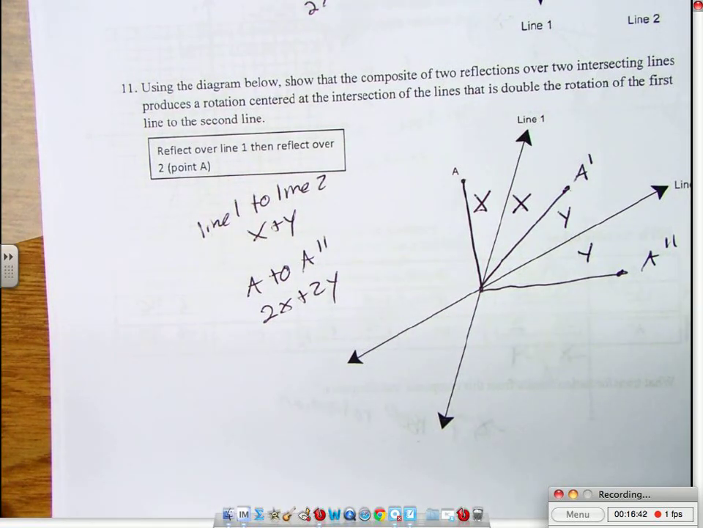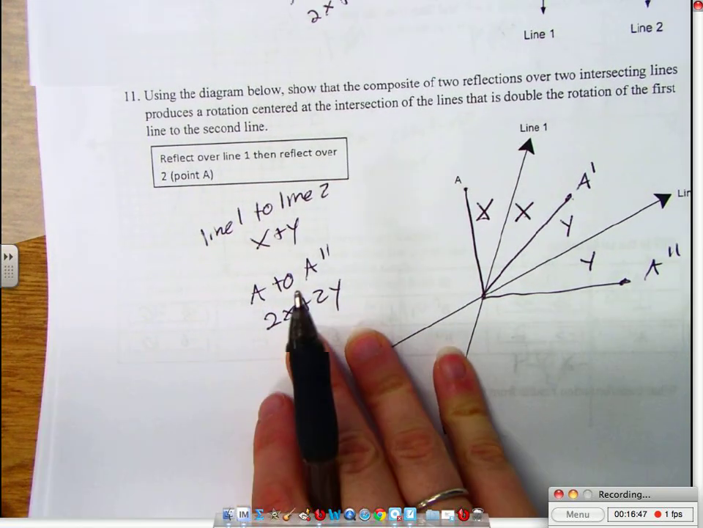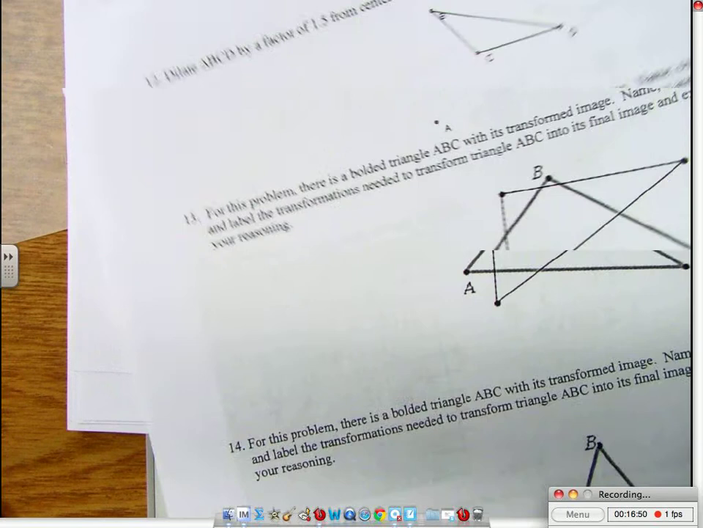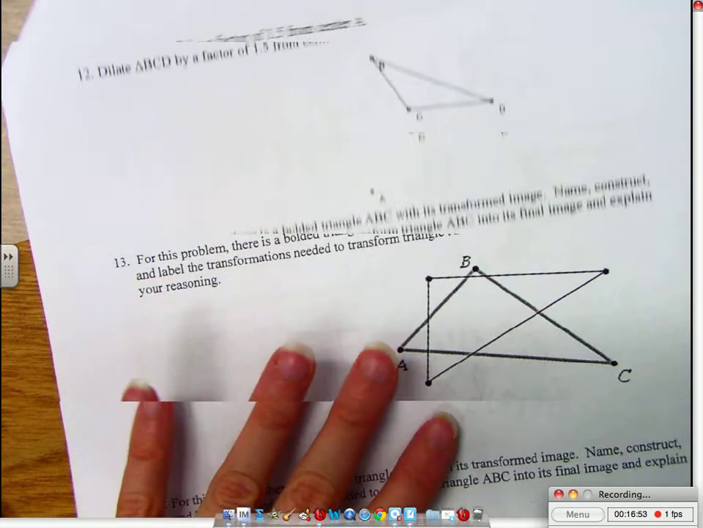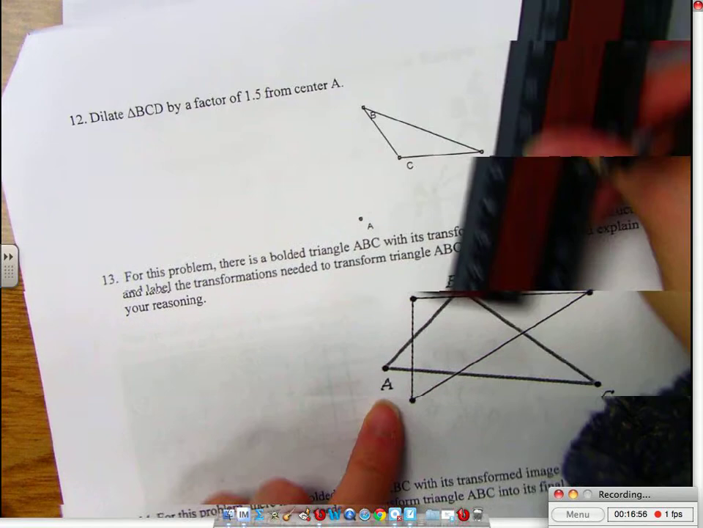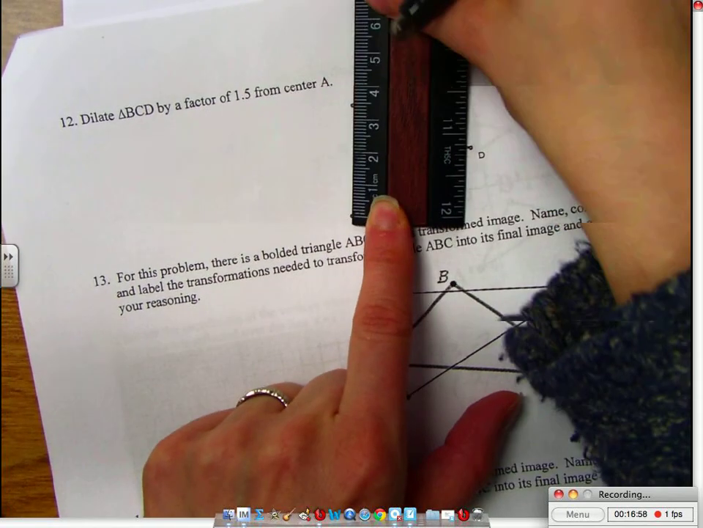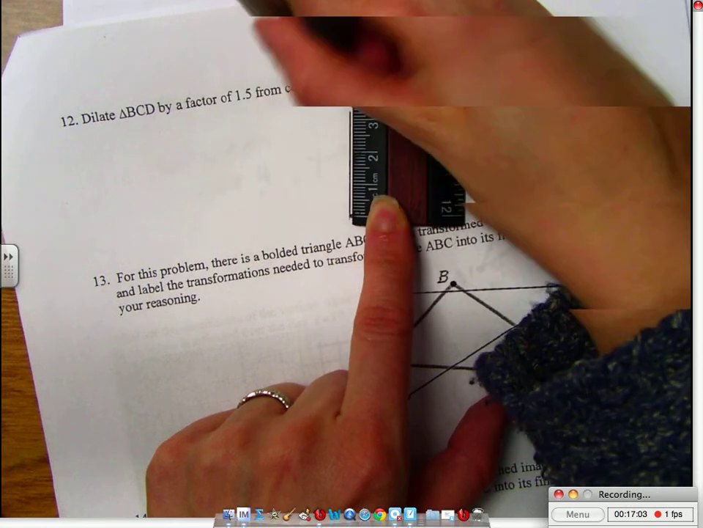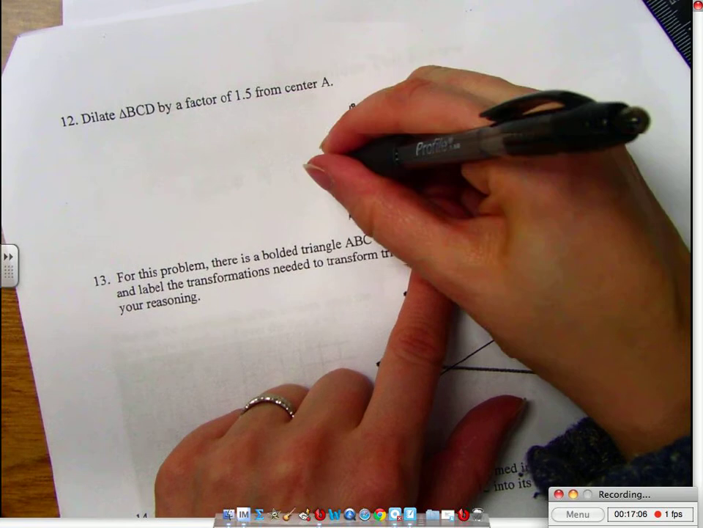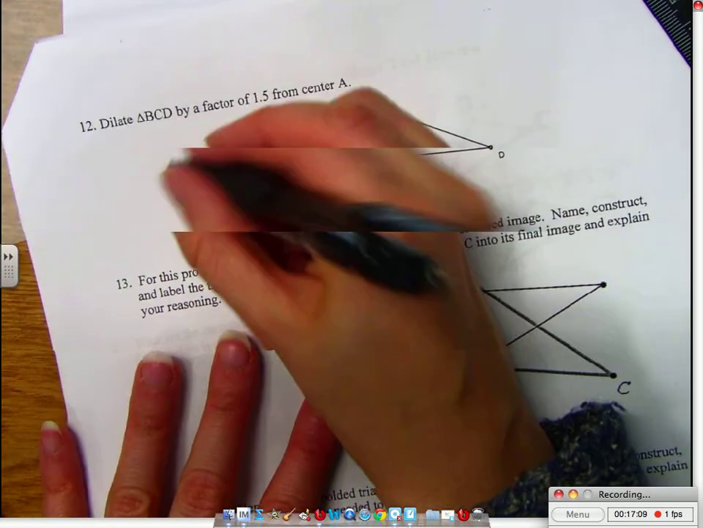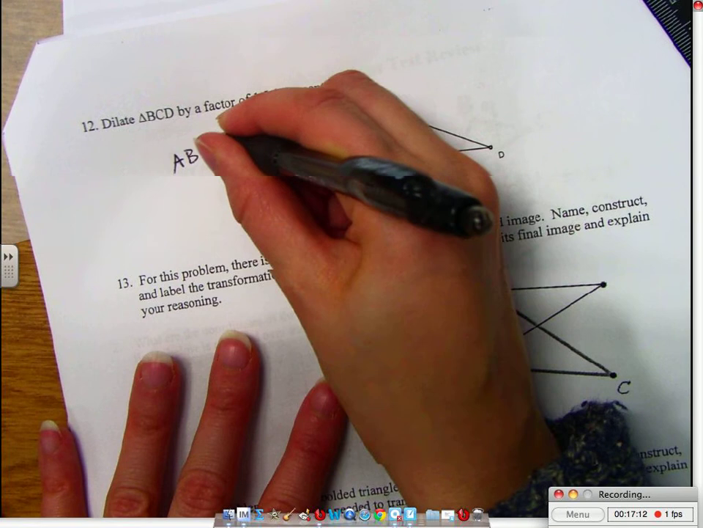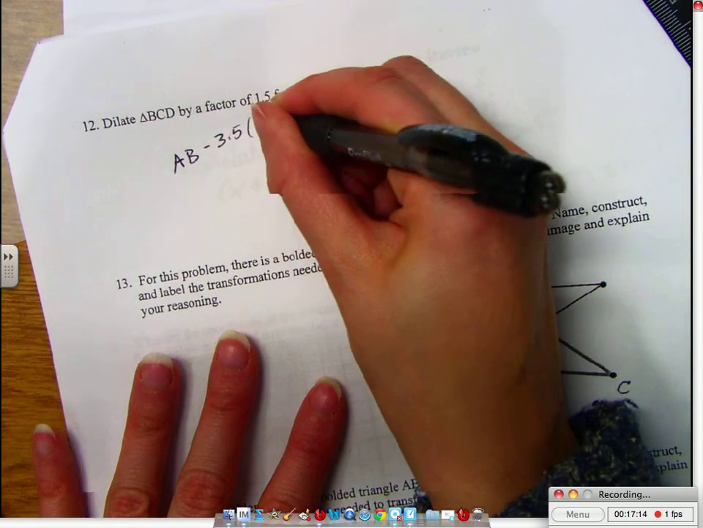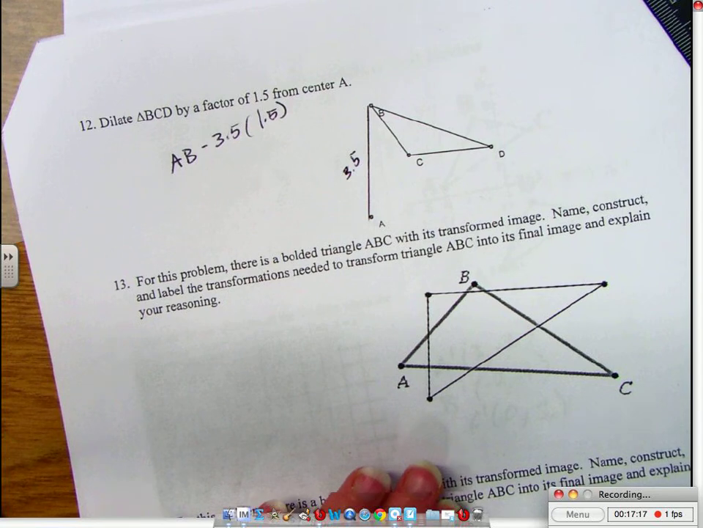All right, let's look at our dilation. The first thing we're going to do with a dilation is we are going to draw a line from A to B and we're going to measure it. I get 3 1/2. Okay, so A to B is 3 1/2, and then I'm going to times that by 1.5. And I'm going to get 5.25.